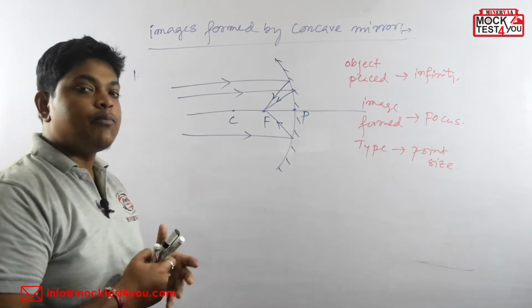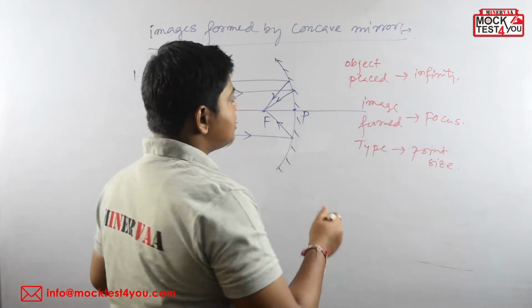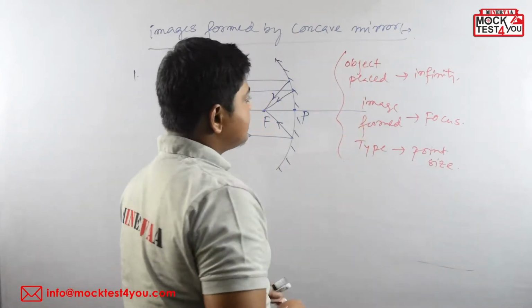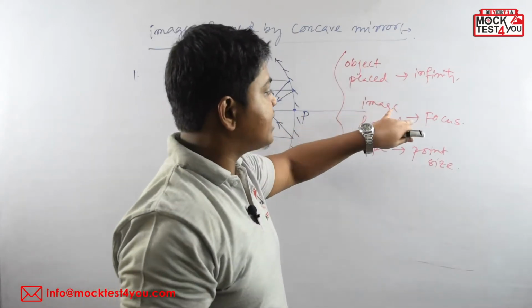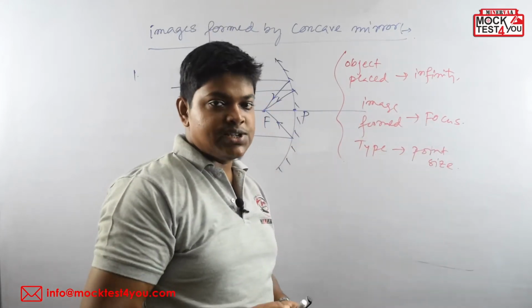So we are getting a point size image at the focus. So these 3 points you have to remember: the object is placed at infinity, we are getting the image at the focus, and the type of image is of point size.